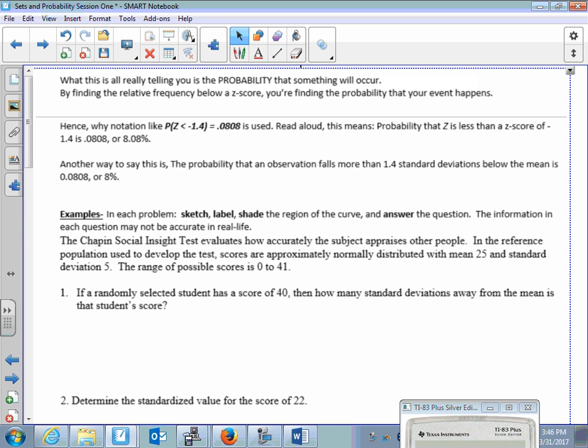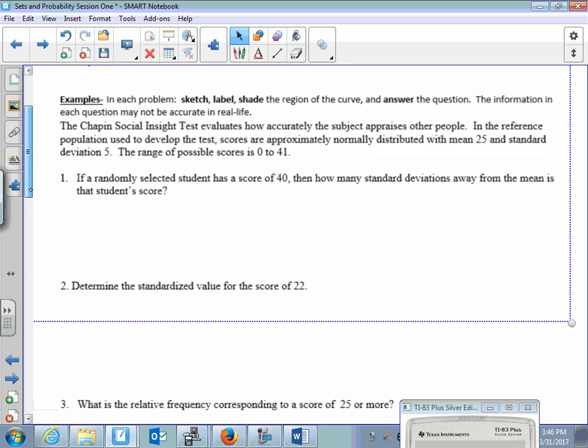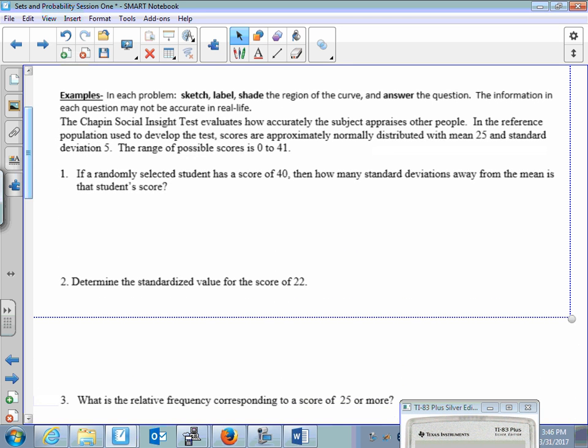So some examples here, and note items in the mirror may be larger than life. No, actually, the information in each question may not be accurate in real life. The Chapin Social Insight Test evaluates how accurately the subject appraises other people. In the reference population used to develop the test, scores were approximately normally distributed with a mean of 25 and a standard deviation of 5. The range of possible scores was 0 to 41.